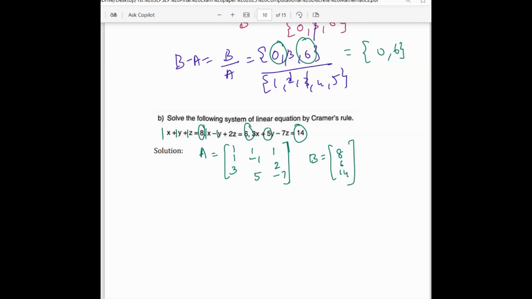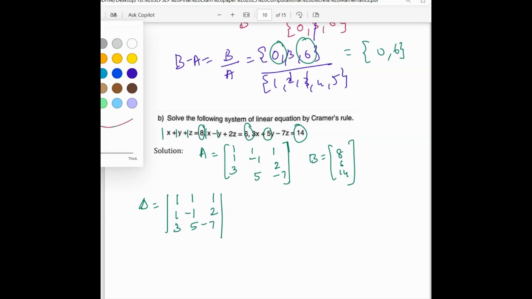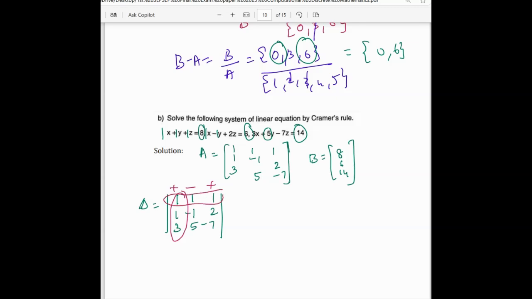So now, to apply Cramer's rule, first we should find the determinant of A. The determinant of A will be 1, 1, 1, 1, minus 1, 2, 3, 5, and minus 7. So what should we do for finding the determinant? First we write plus, minus, plus. We take the first element, that will be 1. So it will be plus 1, then you take the cross of this, that will be minus into minus will be plus, 7 ones are 7, minus, this minus is constant always, 5 into 2 is 10. Then we always take minus here in the center. Okay, then you go for the next one.